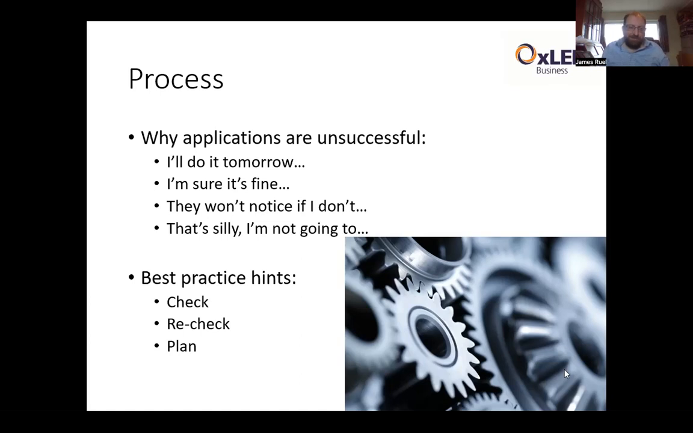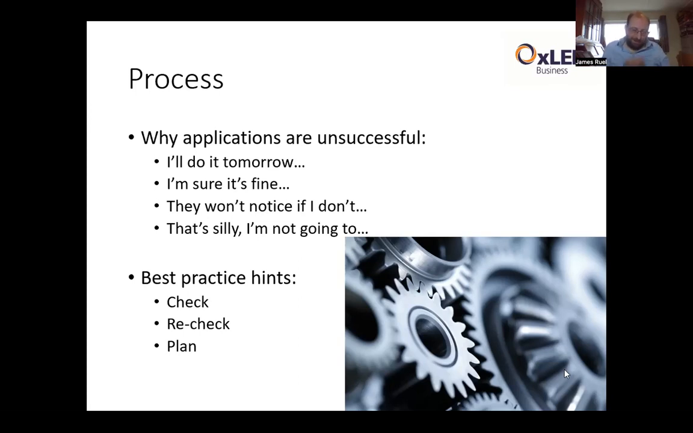People sometimes deliberately leave things out, either something that you're not able to do because you've run out of time. They won't notice if I don't put a quote in there. They won't notice if my match funding isn't attached. They won't notice if I don't quite answer that question. People make that conscious decision because they don't think it matters. And it does. Applications are unsuccessful because bits are left out. Things are not done. Things are not completed. And if they're not completed, the assessors can't award the points for that.